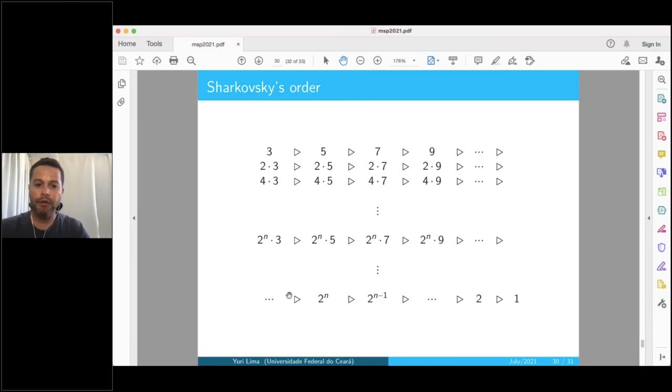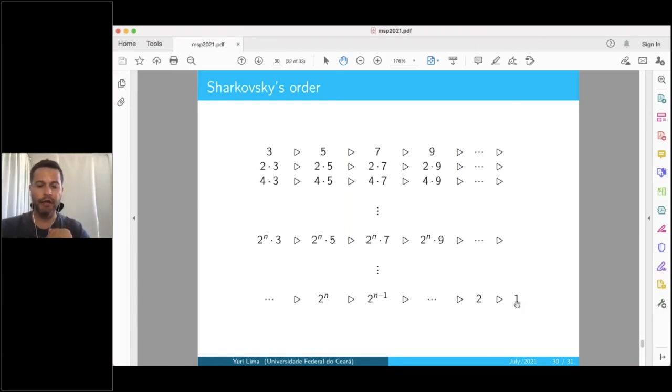2. So Sharkovsky ordered the powers of 2 in the usual order, that 2 to the n is bigger than 2 to the n minus 1, is bigger than 2 to the n minus 2, is bigger than 2, and is bigger than 1. So the 1 is just like our natural order, the smallest number in Sharkovsky order, but everything else is different.